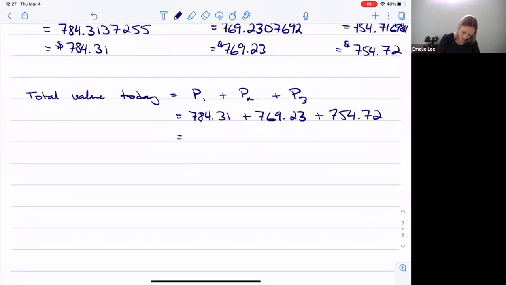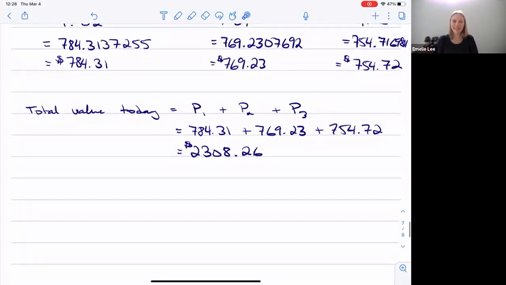784.31 plus 769.23 plus 754.72 is $2,308.26. So if you went to the bank and they said, hey, if you give us $2,308.26 today, we'll be able to give you $800 in 4, 8, and 12 months from now.